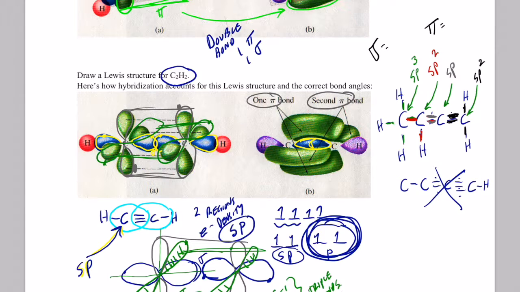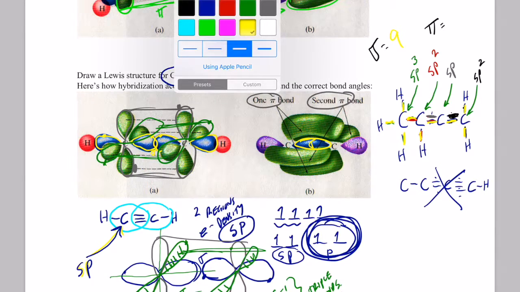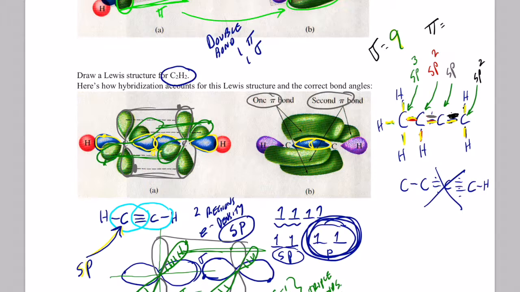So let's count up our sigma bonds. I'm going to use yellow, I think, for this one. 1, 2, 3, 4, 5. One of these, 6. One of these, 7, 8, 9. So I have 9 sigma bonds. That yellow didn't show up very well. Let me write 9 sigma bonds.